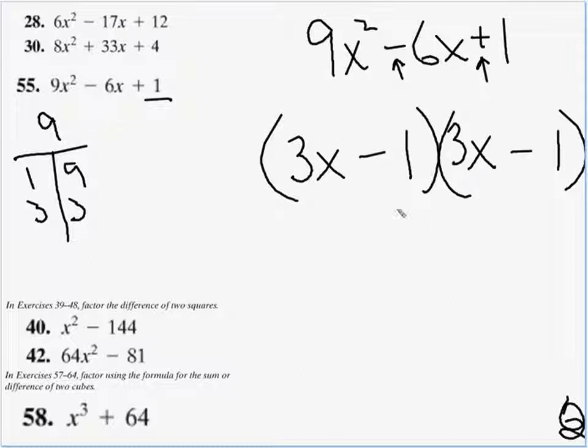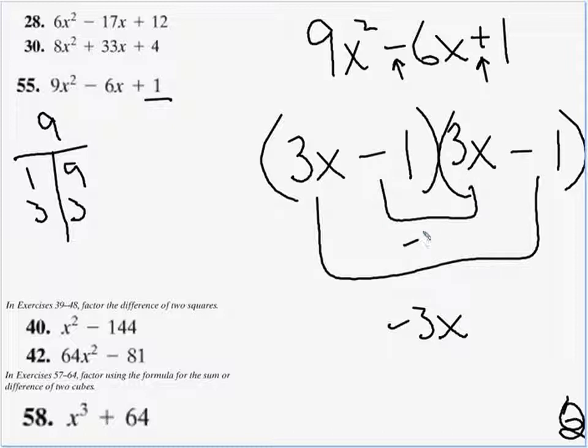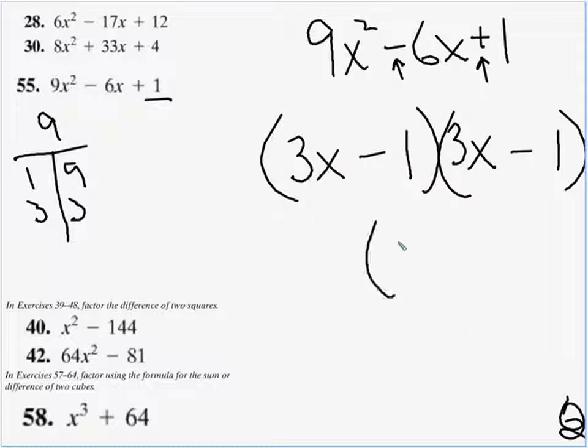Ooh, and I see how we should have approached this problem from the get-go. Aha. Let's see, our outers would be a minus 3x, and our inners would be another minus 3x, and those add up to minus 6x. So there's our factorization, 3x minus 1 and 3x minus 1, which we can write as 3x minus 1 squared.